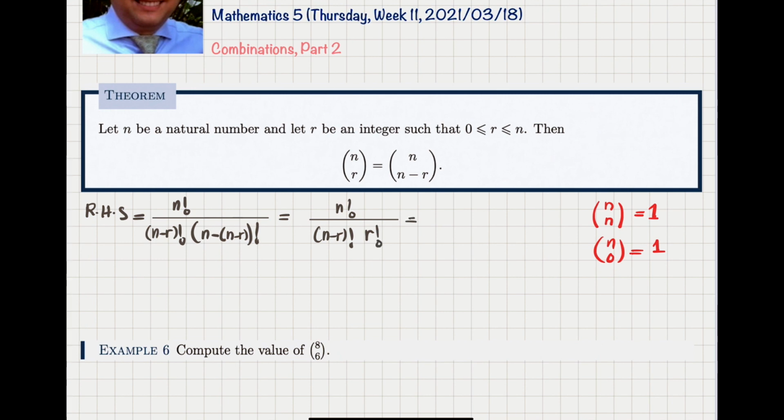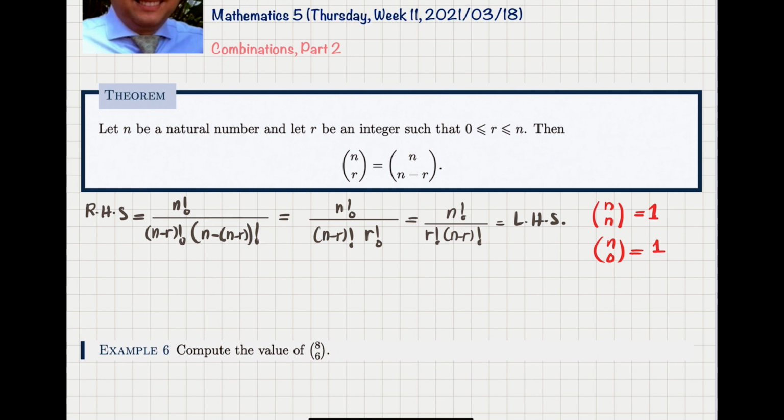And then this becomes what? This is exactly the formula. You see that there is no difference between this one, and if I interchange r factorial with n minus r factorial, that is exactly equal to the left hand side. So the analytic proof of this is very simple, but this is a very important theorem.